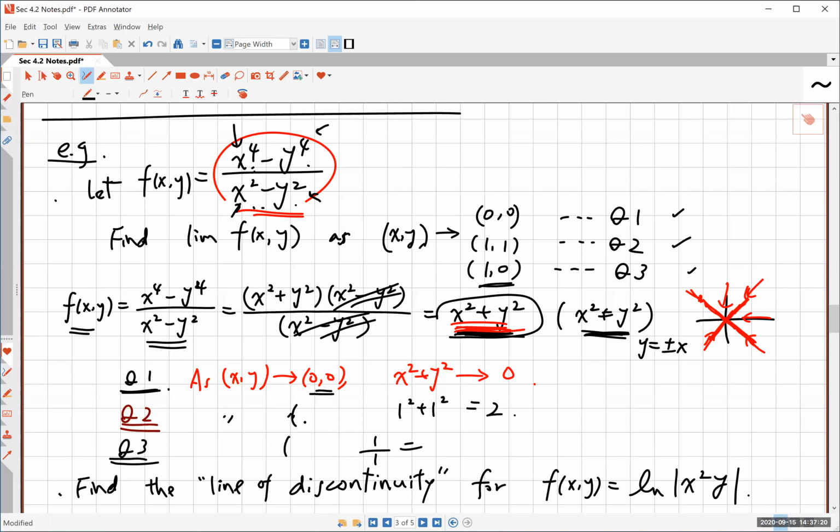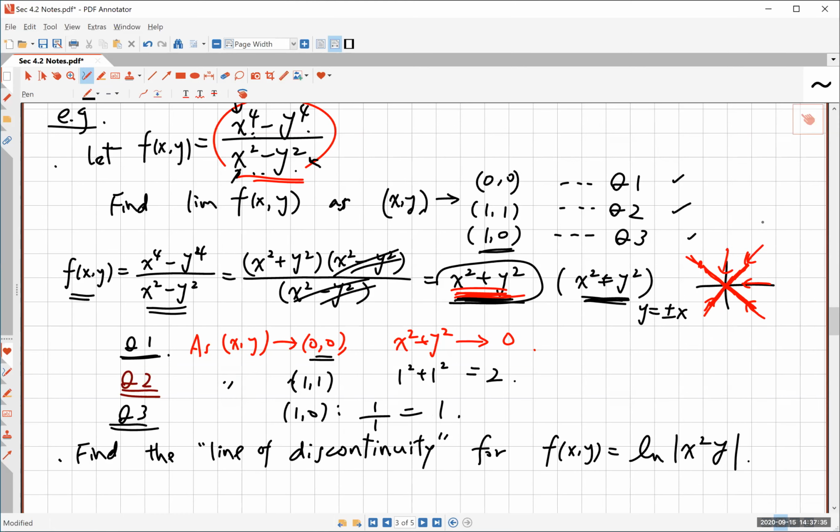This one is approaching (1, 1). This is approaching (1, 0). You can plug in x is equal to 1 and y is equal to 0, and that will be simply 1. Okay, so that's a pretty easy question here. And by the way, you can also plug that same thing in here too, right? If x is 1 and y is 0, the answer is going to be 1.